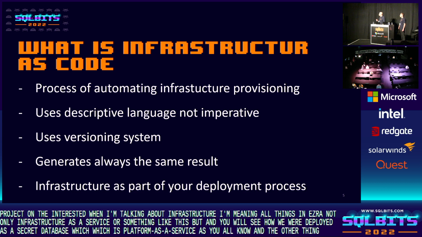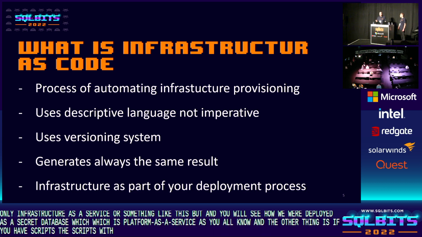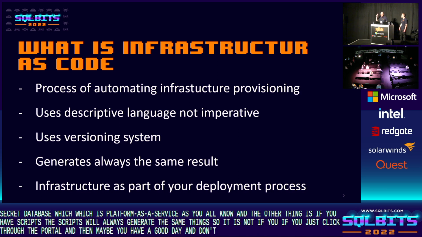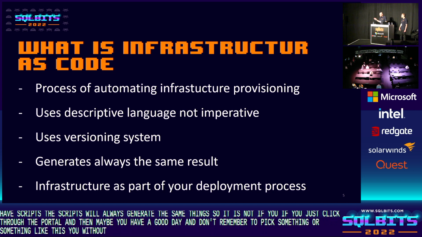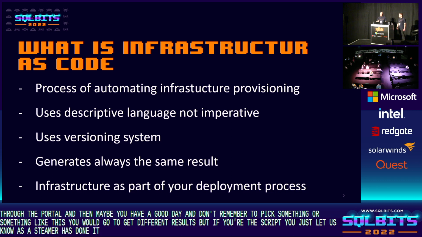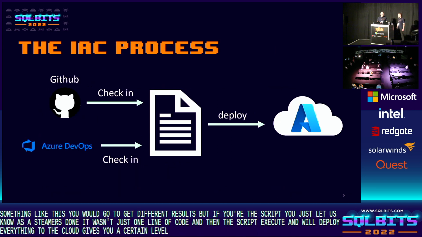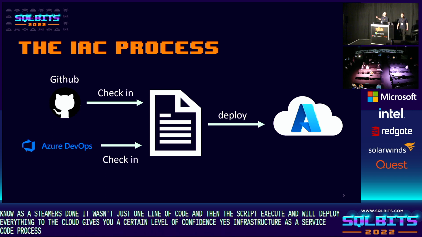And the other thing is, if you have scripts, these scripts will always generate the same things. It is not like when you just click through the portal and maybe you have a bad day and don't remember to click something, so you would get different results. But if you have a script, you just let the script run as Timur has done. It was just one line of code, and then the script will execute and will deploy everything to the cloud. Yeah, it gives you a certain level of confidence in the script. Yes. So the infrastructure as code process looks this way.